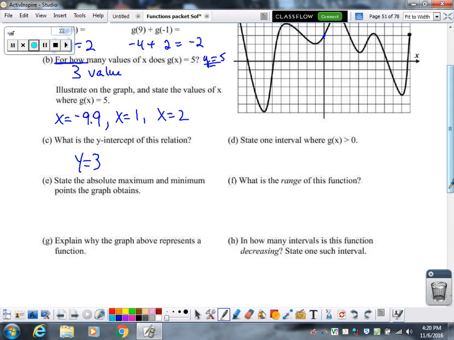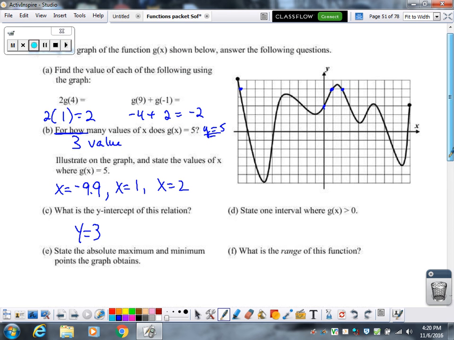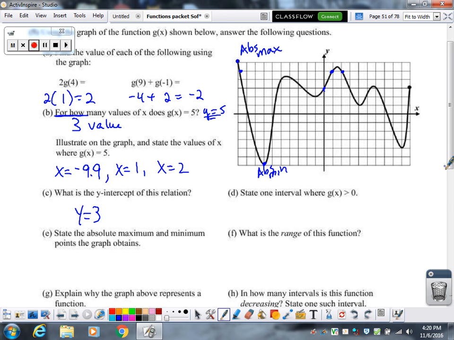Letter E is asking for the absolute minimum and maximum points the graph obtains. So it's the highest peak and the lowest valley. So the highest peak is going to be up here. This is our absolute maximum. And when we look at the graph, where's the minimum? Looks like over here is the absolute minimum. So let's write down those coordinates.